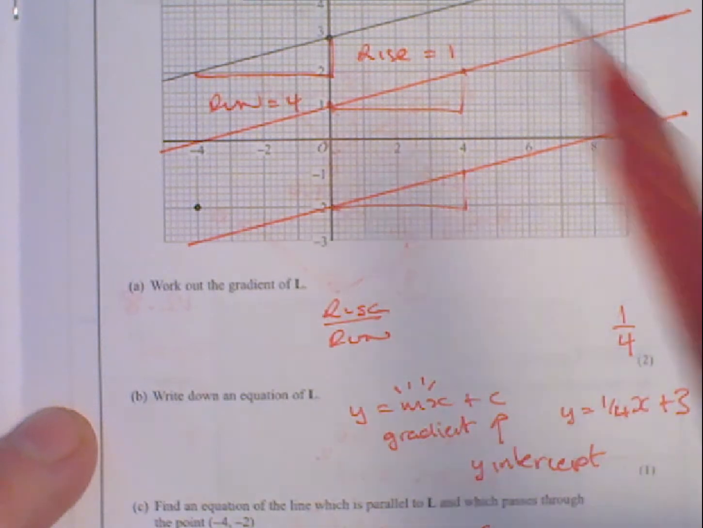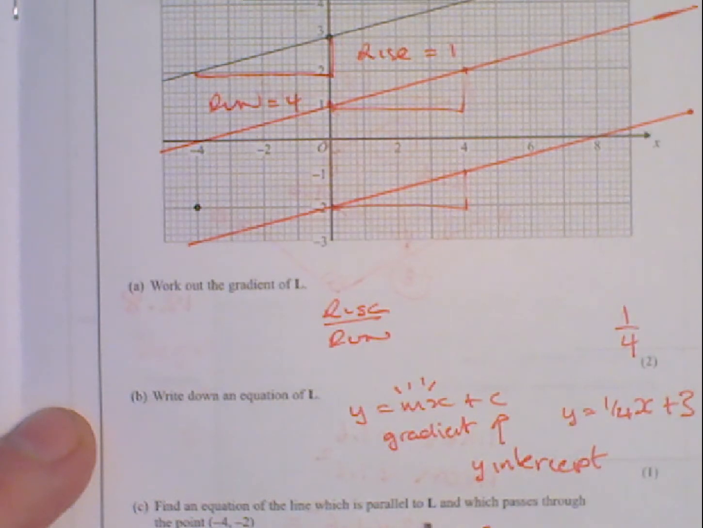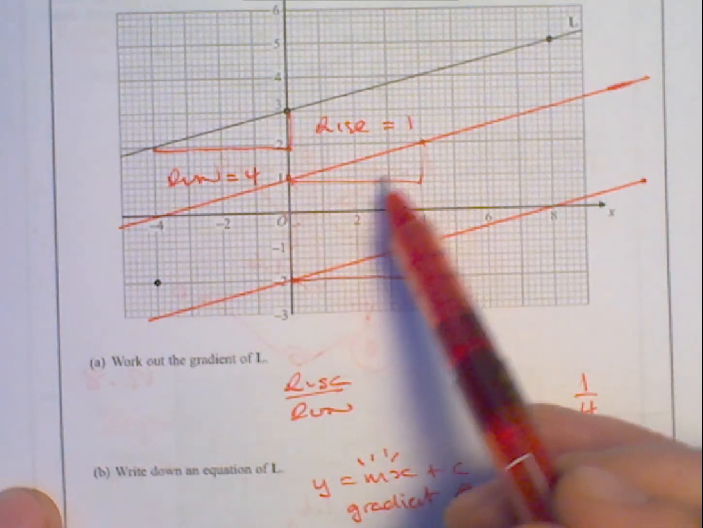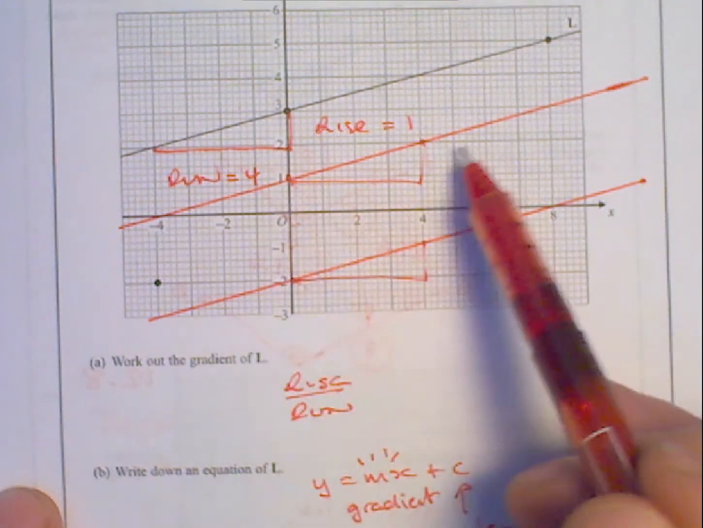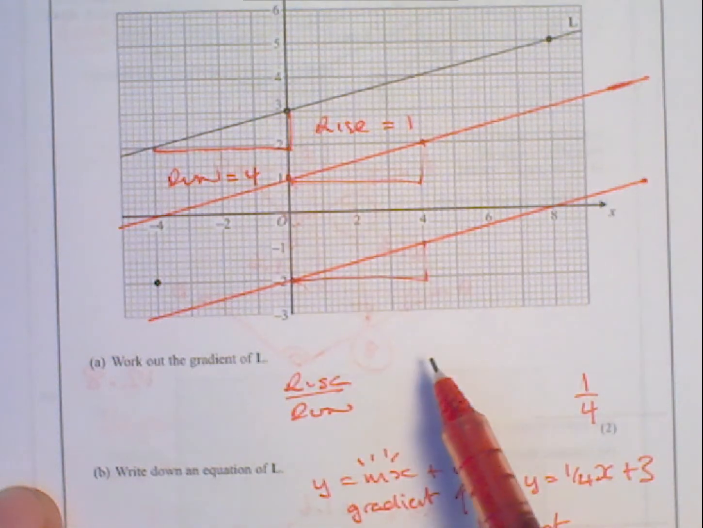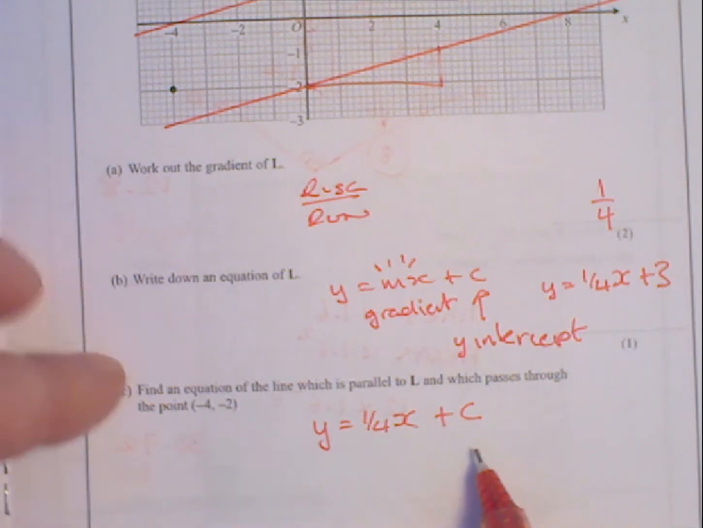For the next question, I need that any line that's parallel to L must have the same gradient, and just as an example, I've shown you some others that have a gradient of a quarter. You can see anything with a gradient of a quarter must be sloping in the same way, must be parallel. So I know that my equation is y equals a quarter x plus c. My problem is I don't know what the c bit is.